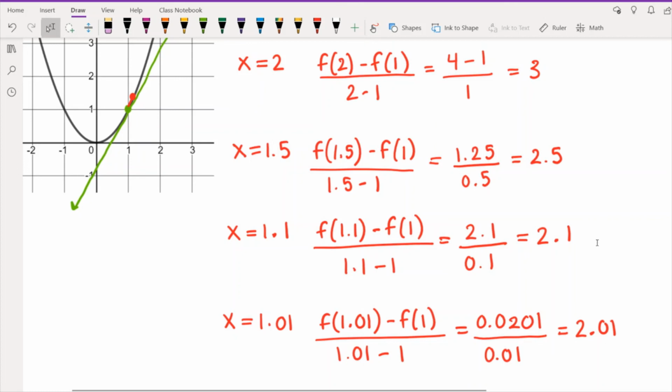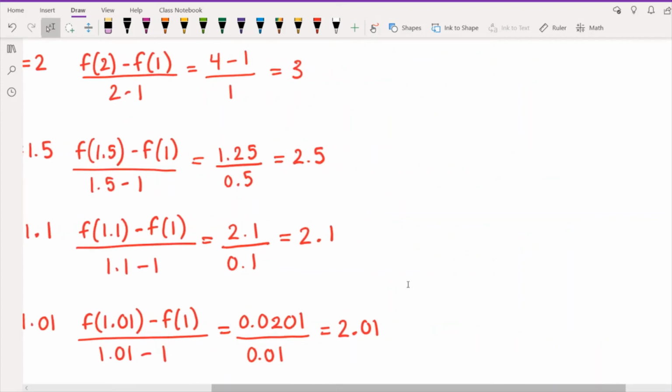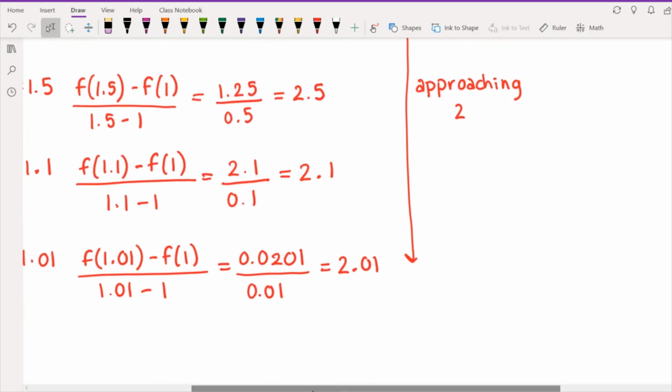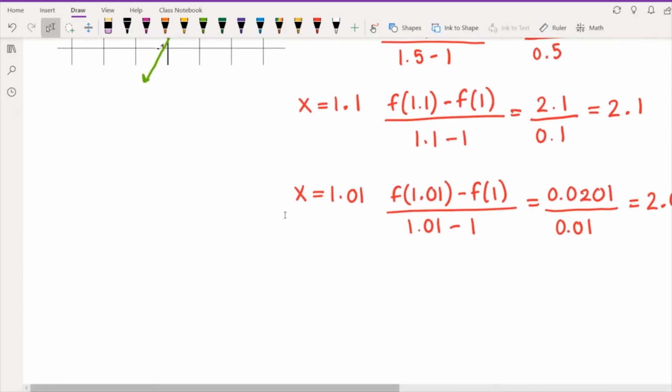And if you were to actually keep going, so if you did this with 1.001, you would get 2.001. So it's not just that the slopes are decreasing, the slopes are specifically approaching 2, right? They're getting closer and closer to 2. So let's summarize that over here.